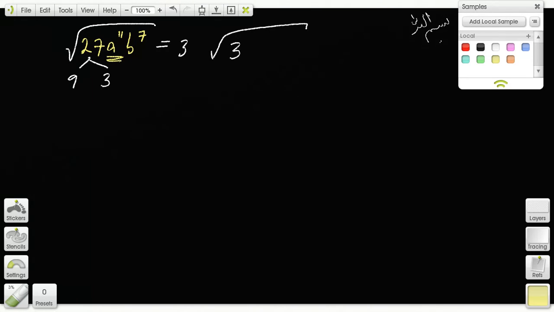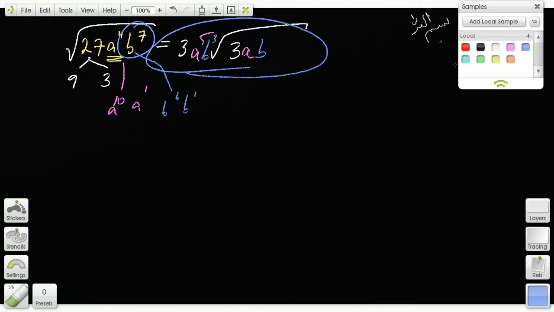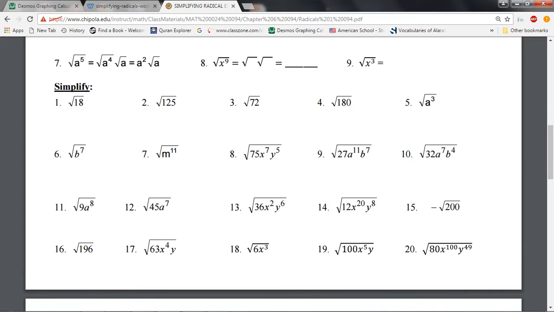How about the A's? Yes, it's going to be A to the 10 times A to the 1, okay? A to the 5th, and what's left? Okay, how about the B's? Very good. B. Got it? Very good.